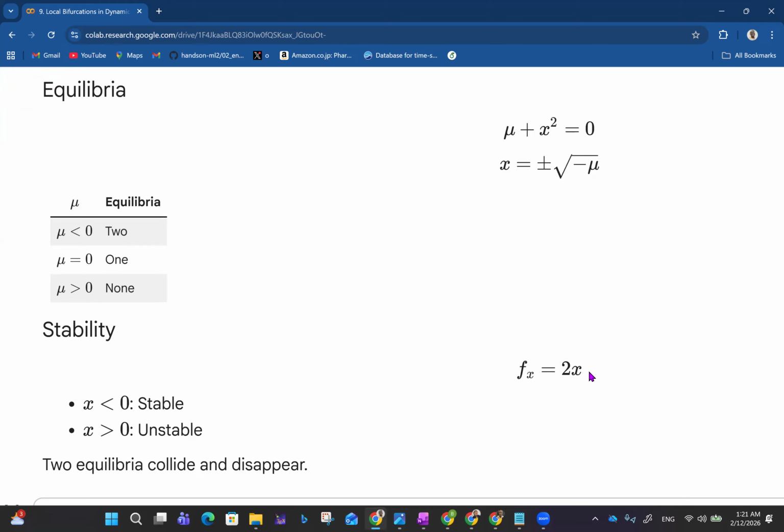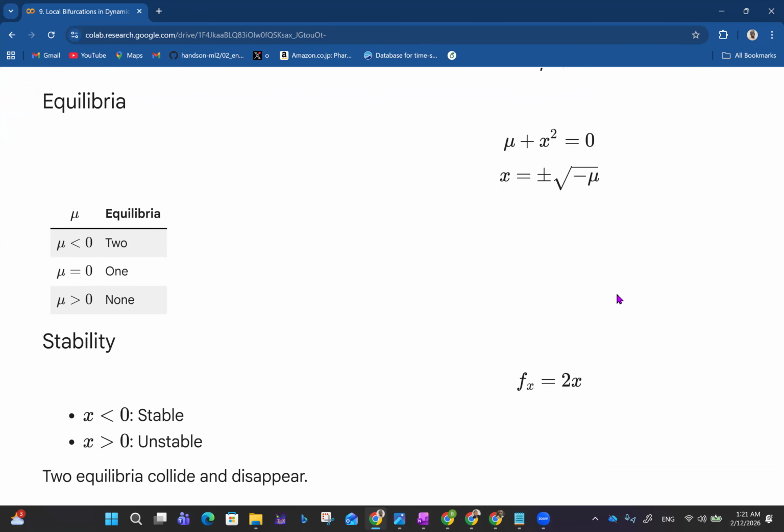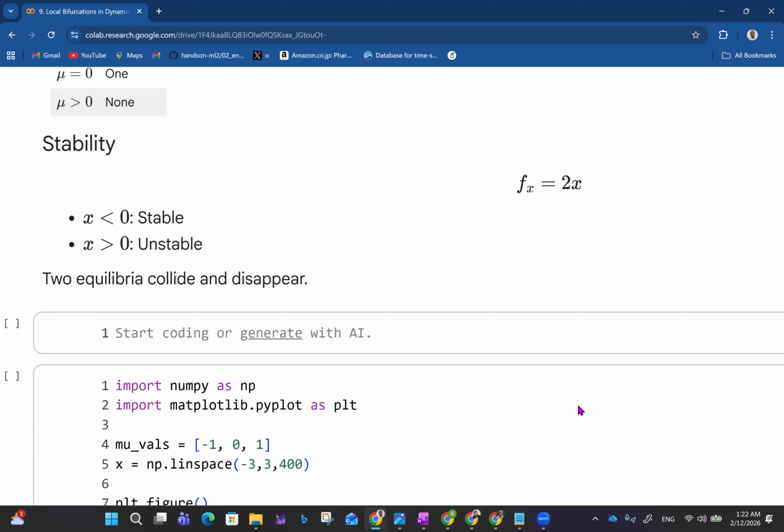Now, for stability, if you differentiate this with respect to x, that's the only thing you have for the linearization. So f sub x, the partial with respect to x, is 2x. If x is less than zero, that is x is negative, it means you have a stable system. If x is greater than zero, the system is unstable. So we can see that two equilibria collide and disappear in this case.